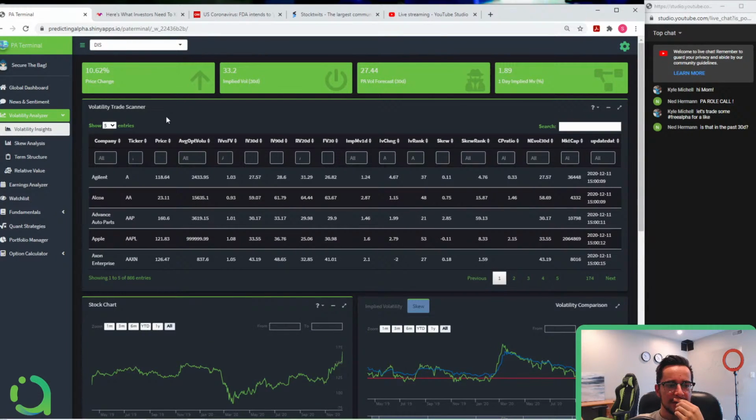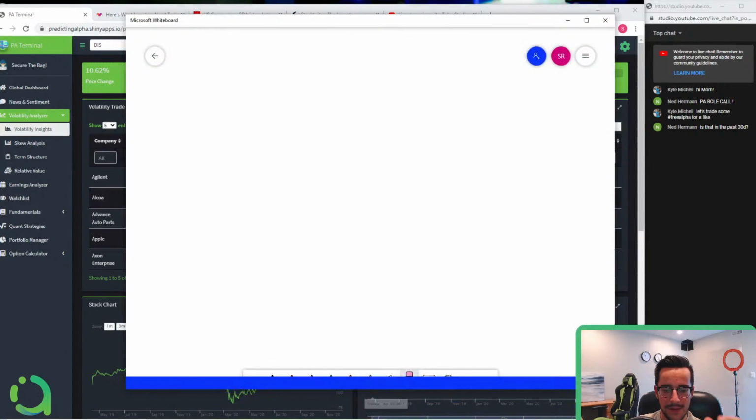Let's get rid of this. So we have our scanner here. That's what I was looking up, just to show you guys the change in IV on Pfizer. But look at this. Disney up 10.62%. Implied volatility for the 30 days is at 33%, and we're forecasting it to be a little bit lower. But given the huge move here, I wouldn't be just taking a short volatility play. And I'm going to explain why using this whiteboard here.